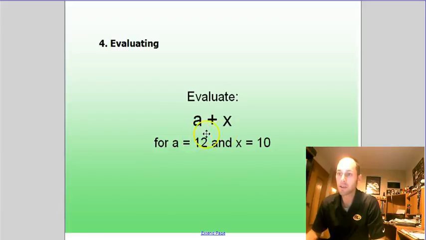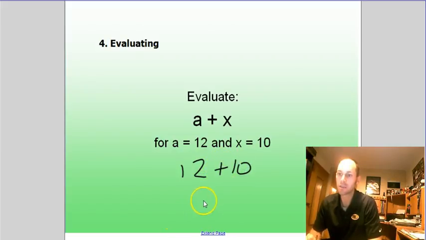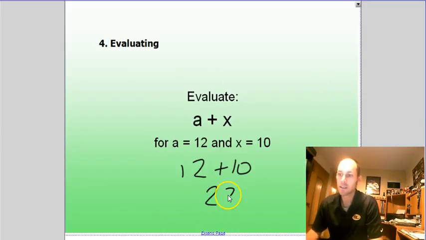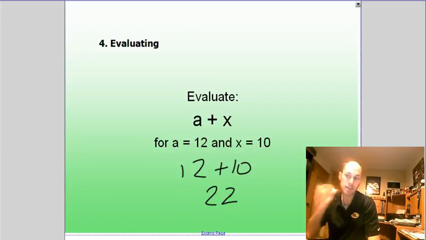We have the same expression, A plus X, except this time A is 12 and X is 10. 12 plus 10 is 22. So same expression. The only difference is we get a different value because we have different values for our variables.